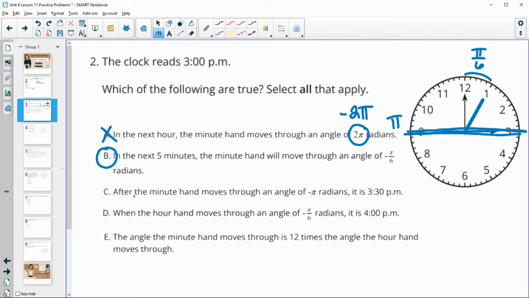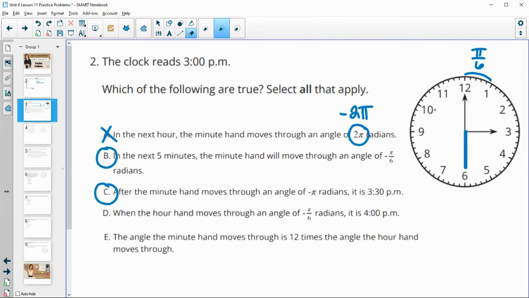So this is true. After the minute hand moves through a negative pi radians, okay, and pi would be halfway around, so half of a rotation. So negative pi radians, the time is going to be 3:30, and that would be true. So it's just going to be a half hour ahead. And remember, it started at 3 o'clock, so 3 o'clock and then 30 minutes ahead. When the hour hand moves through negative pi over 6 radians, okay, so clockwise 1 hour, it will be 4 o'clock.